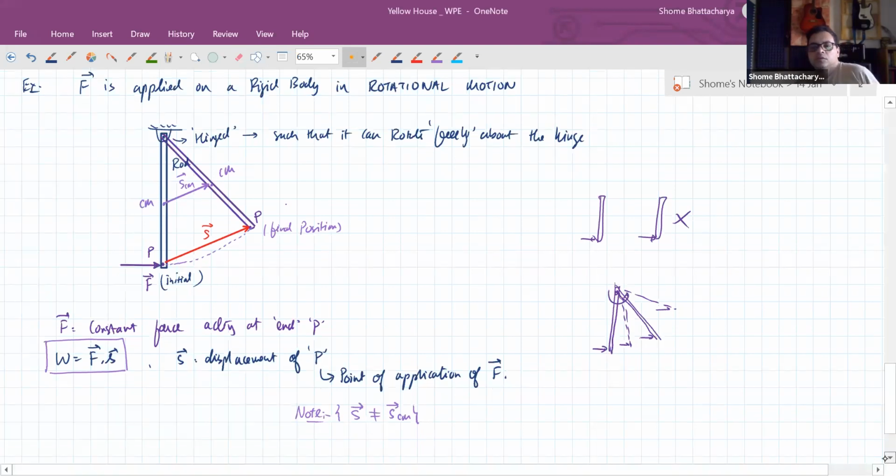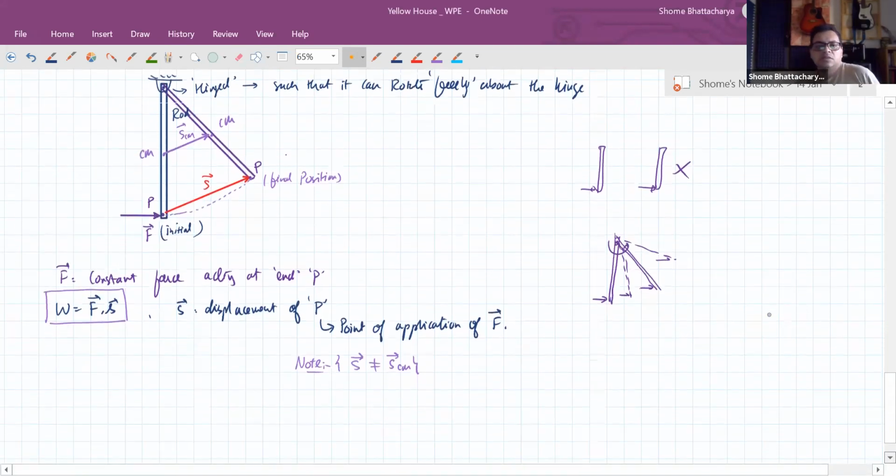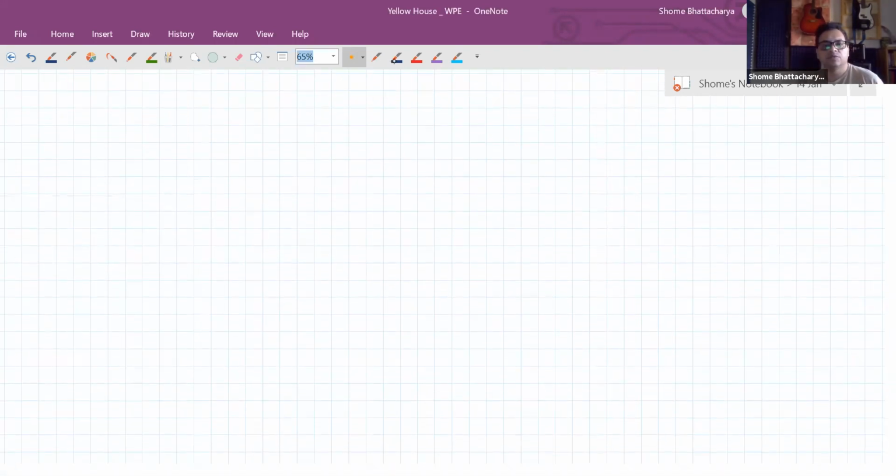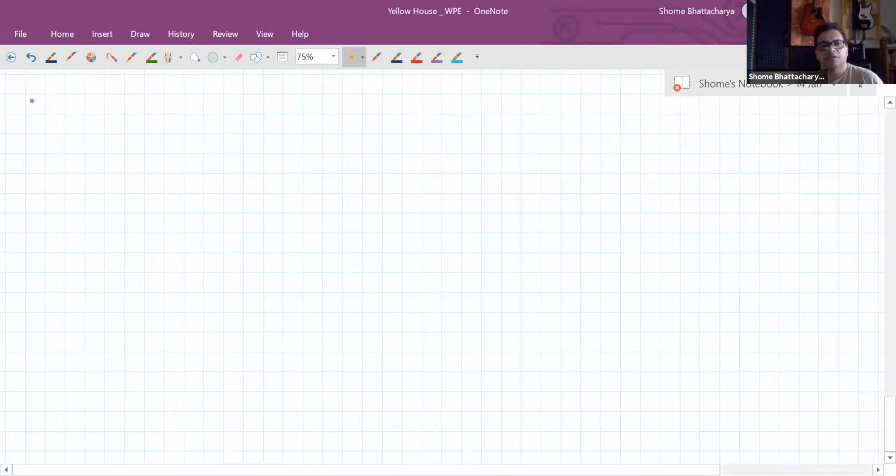Okay. Another situation in which there is a difference between the displacement of the center of mass and the displacement of the point of application. Okay.